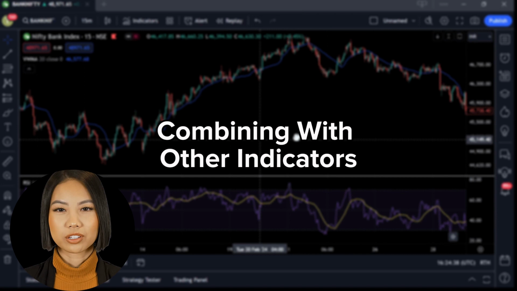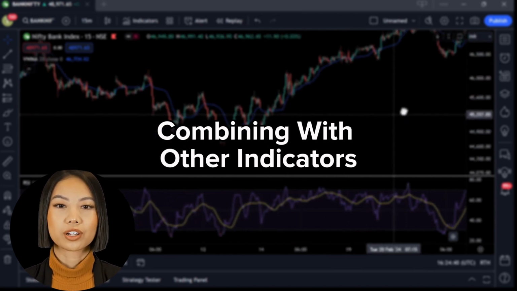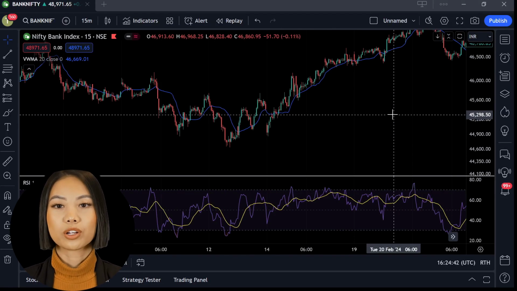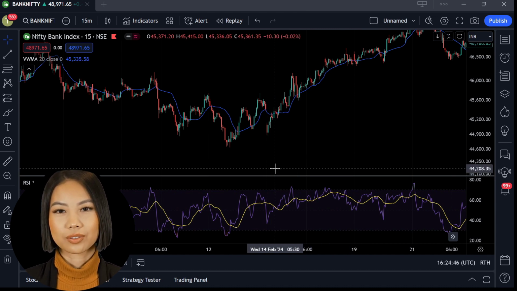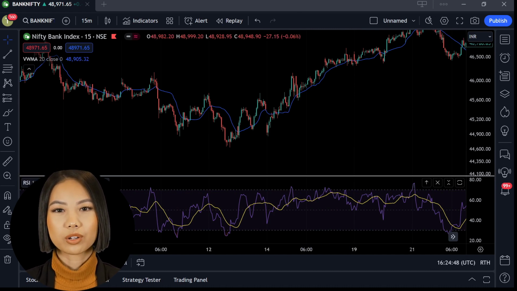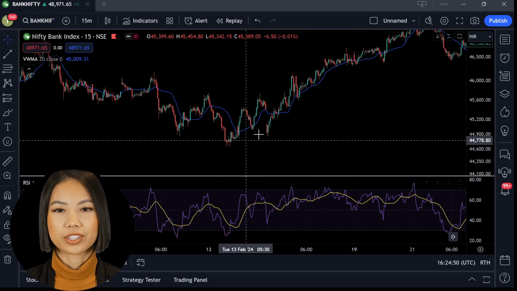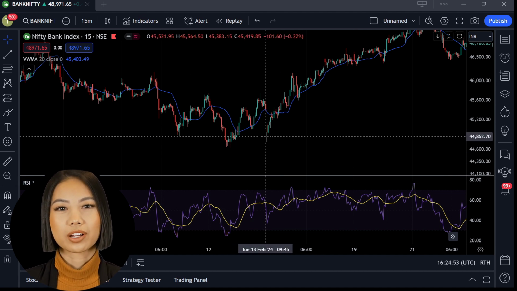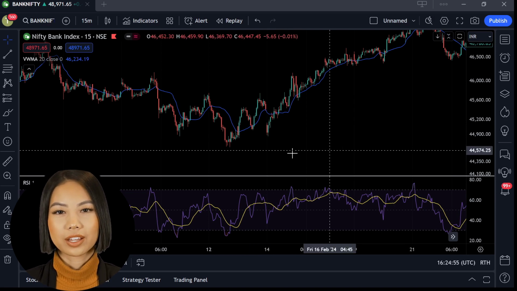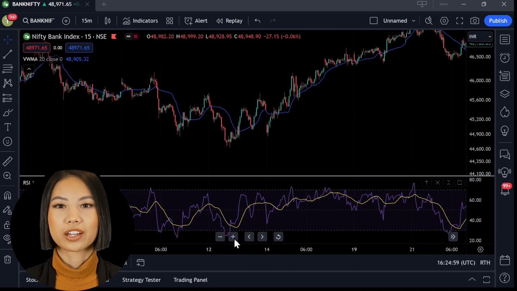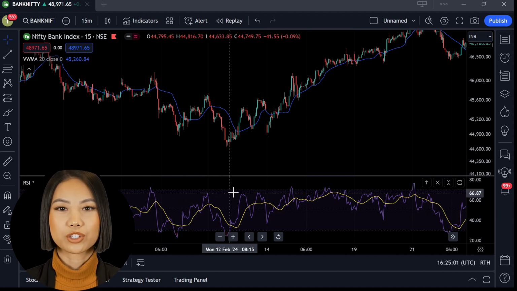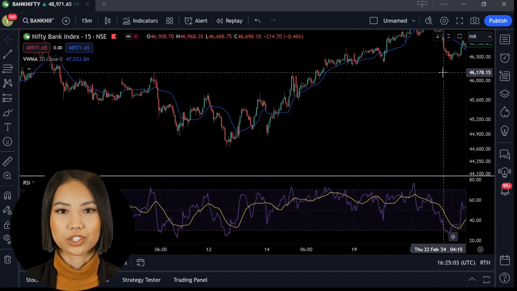Using the volume-weighted moving average in combination with other indicators. Combining the volume-weighted moving average with other indicators can improve your trading decisions. For example, pairing it with the Relative Strength Index, RSI, can provide a more robust trading strategy. If the price crosses above the volume-weighted moving average and the RSI is below 30, this can be a strong confirmation to enter a long position.